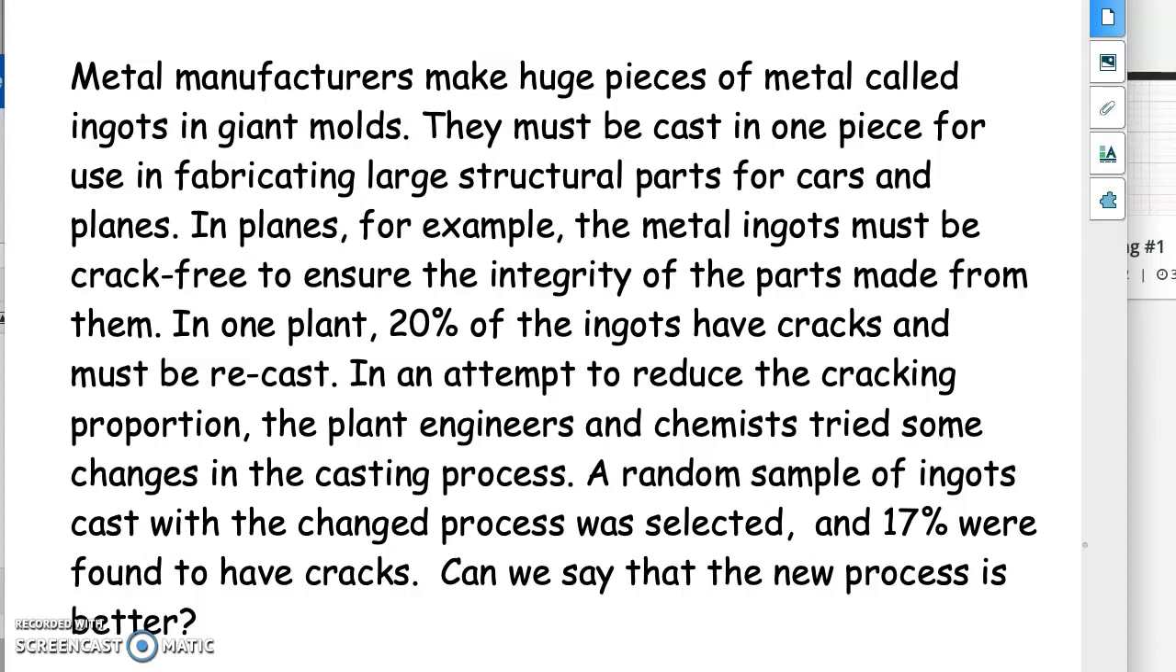So we have a new process, we've made some improvements, and we now take a random sample, and it should say that there's 400 here. It doesn't say that, so we're just going to write that in here. 400 new items, new parts were processed, and 17% were found to have cracks. So the question is, can we say the new process is better? It's a yes or no question. So we're always going to answer yes or no.